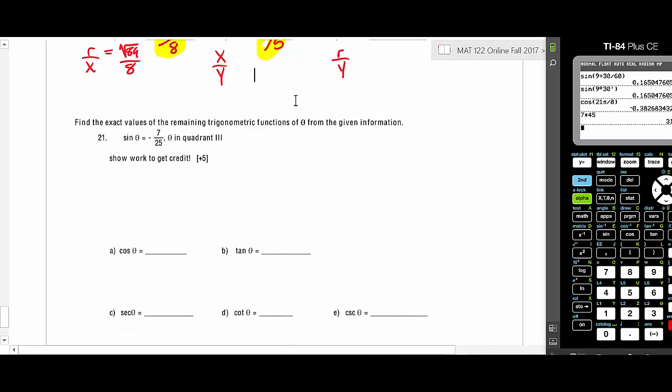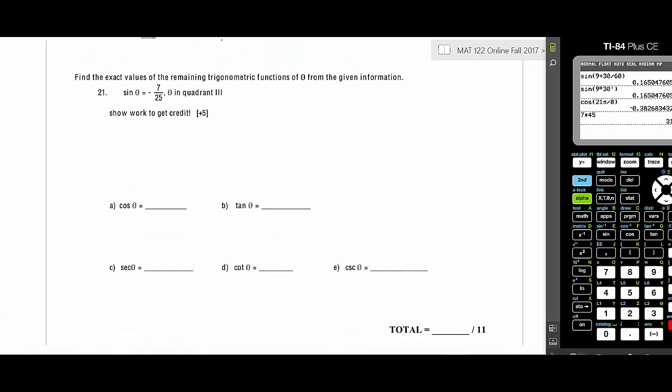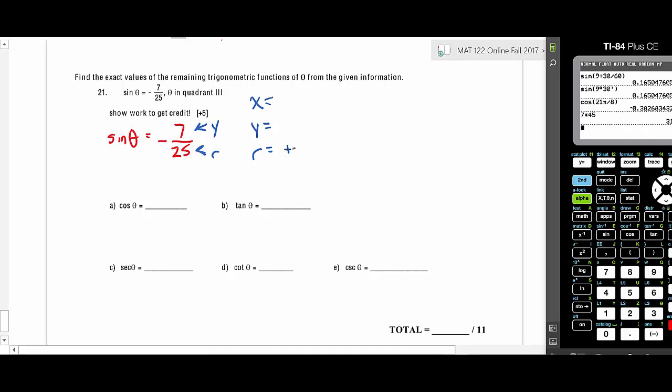Okay, the last problem. Now let's see, this one you're given this information. You're given the sine of an angle theta is negative 7 over 25. Okay, well the first thing you got to know is the sine is y over r. So we need to figure out what x, y, and r in this problem basically is. Well, r is always a positive number. Okay, that means y has to be negative 7.